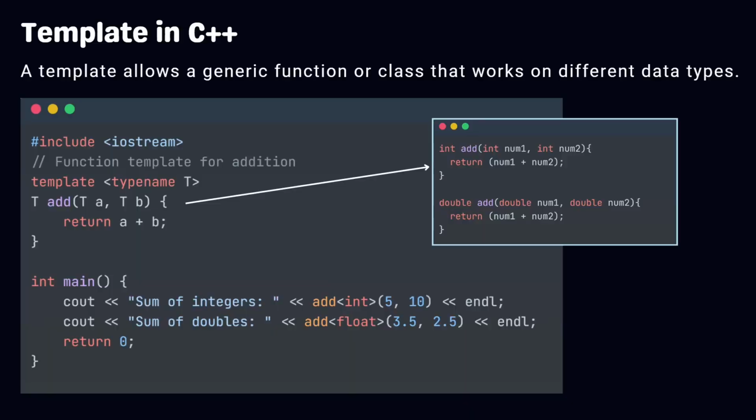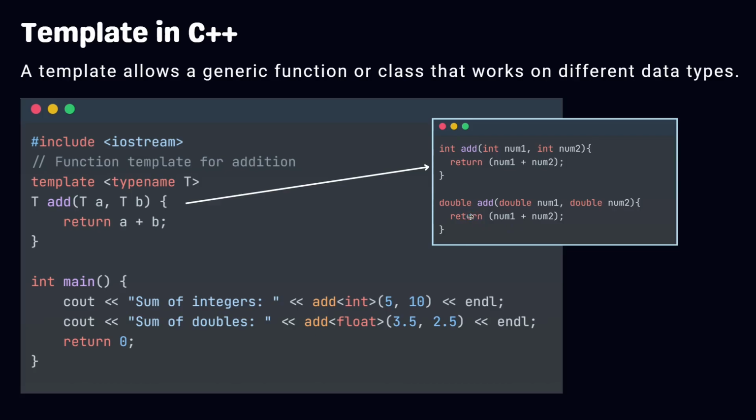Let's first discuss the template in C++. So consider this add example. We have an add method that accepts two integer parameters, num1 and num2, and it performs addition and returns the value. Similarly, we have one more add method that accepts the double data type, and it also does the same addition of two doubles and returns it.